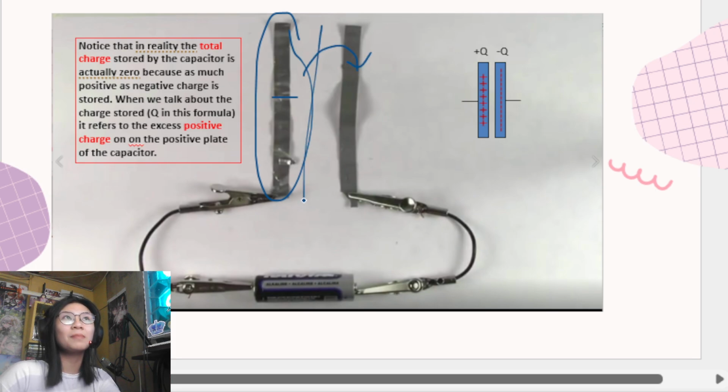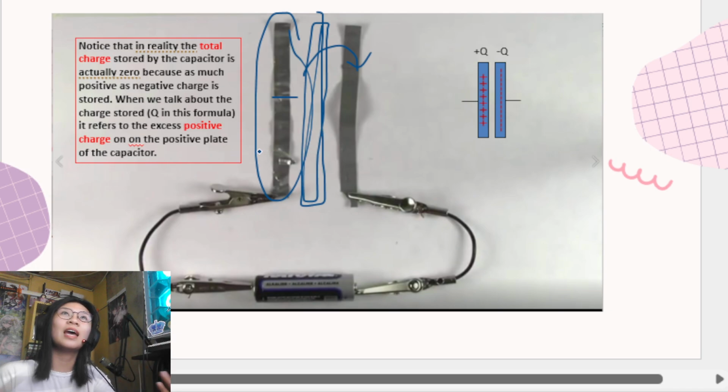So we need a separator, or what we call a dielectric material, that can promote electric interaction. So the attraction between the negative and positive plates gets stronger, but it stops the transfer of electrons. So that is why we need the plates to separate the two.